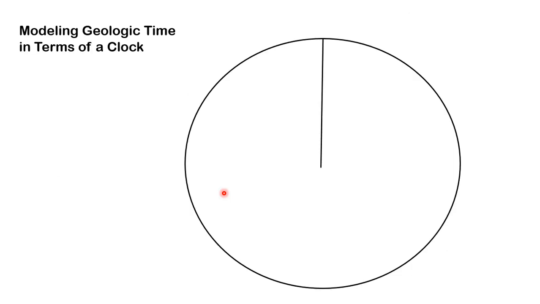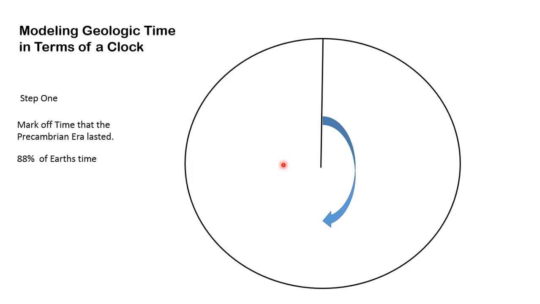Let's move on to how you're going to fit that into your clock. So, modeling geologic time in terms of a clock. Step 1, you mark off the time that the Precambrian era existed, which is 88% of this time. So that's 88% of Earth's time. That means we need to be moving from here 88% of the time. So where would that be? That would be roughly about here. This would be 75. 90 might be a little bit more. So this is my feeling. It's 88. It's just a little bit less than 90.